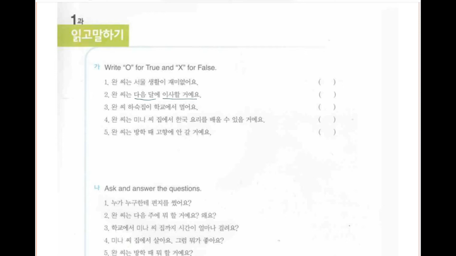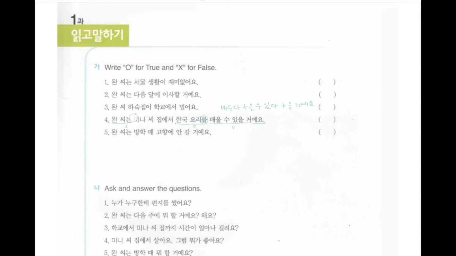What does it mean? It's quite a long sentence, isn't it? Let's analyze it. 완 씨는, this is the subject. Where's the verb? 배울 수 있을 거예요 is the verb. How many components are there? 배우다, to learn, plus 을 수 있다, can, and 을 거예요, future tense. Will be able to learn. So this is a verb. Where's the object? 한국 요리. How do we know? 를, object marker.